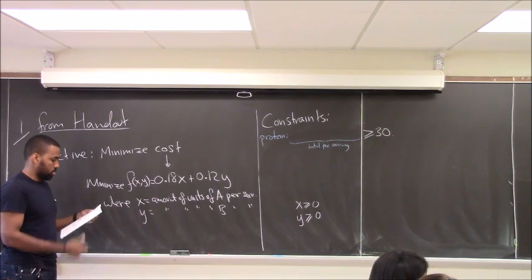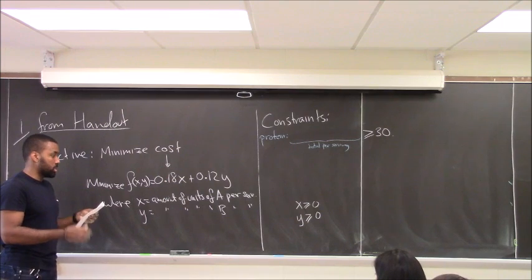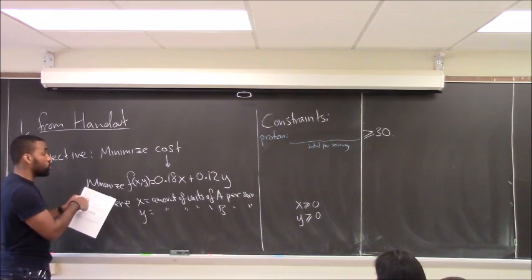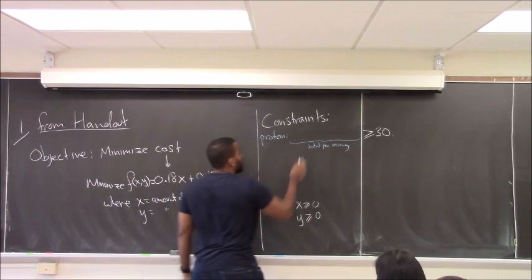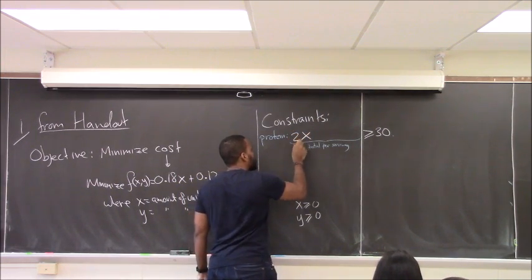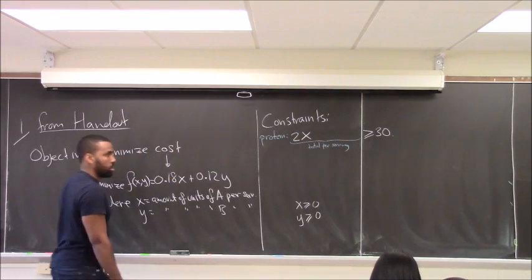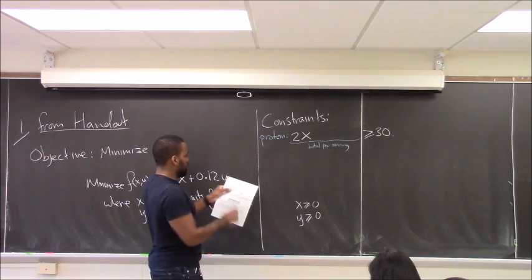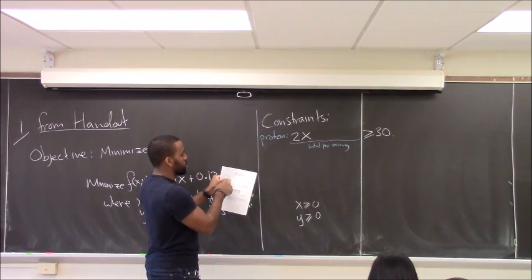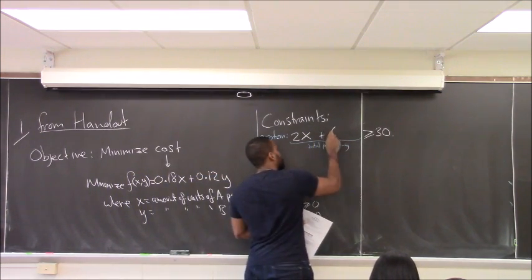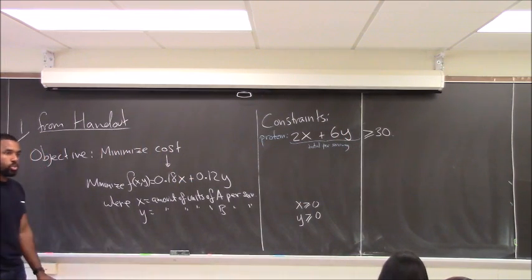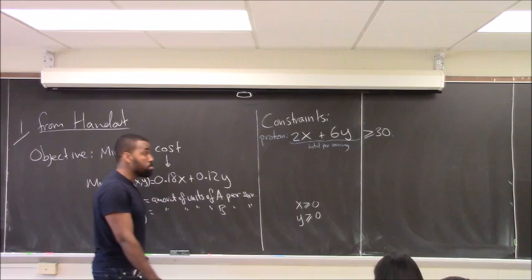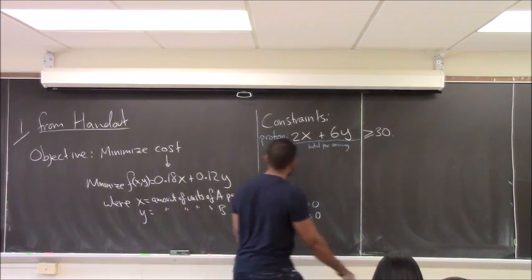2x plus 6y. We have that food A has 2 grams per serving. So for every x units, there are going to be 2 grams of protein. And if I look at food B, it has 6 grams per unit. So that's 6 times however many units. So that is one restriction: 2x plus 6y must be greater than or equal to 30.